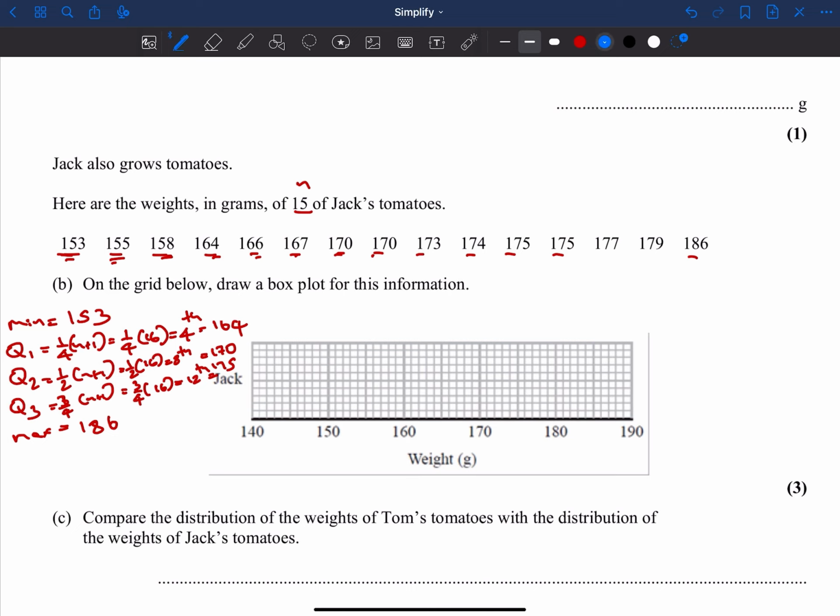Right, let's draw this. The smallest value is 153. Where is it? 153. There you go. The Q1 is 164. There you go. Q2, the median, which is 170. There it is. Q3, the upper quartile, 175. There it is. Maximum is 186. There it is.